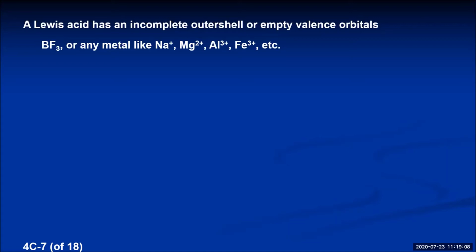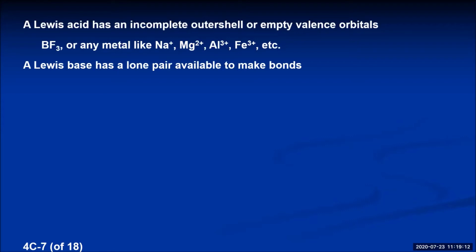They're always Lewis acids. A Lewis base will always have to have a lone pair in its outer shell available to make a bond. That would be like NBr3 or any anion. Anions always have octets with lone pairs in their outer shells.